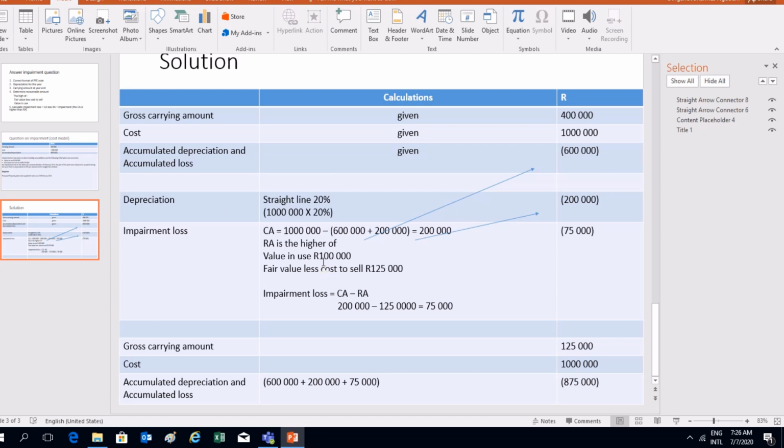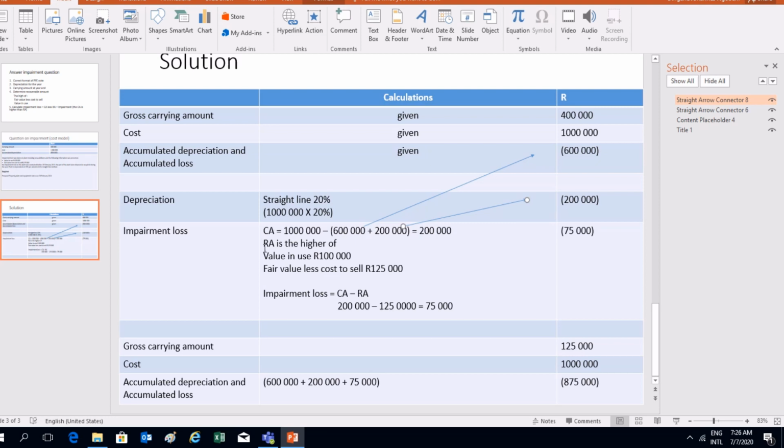What is my carrying amount? My carrying amount will be the cost less accumulated depreciation at the beginning plus the current depreciation. Then it will be this amount less all depreciation. This is 800. Then it gives me 200.